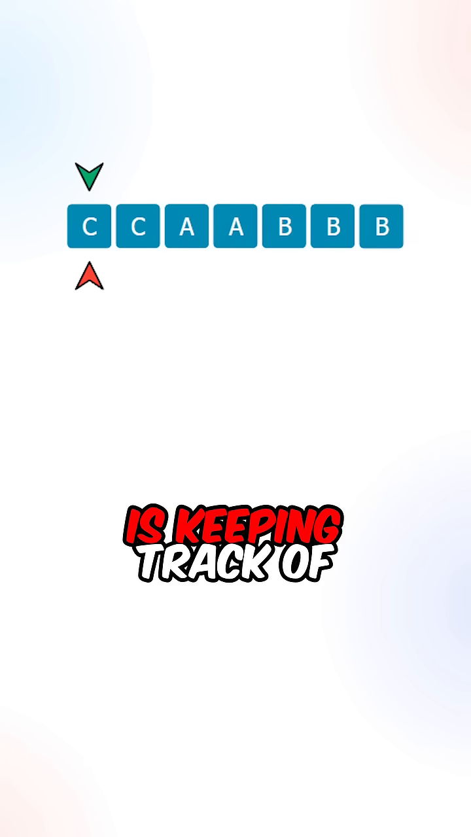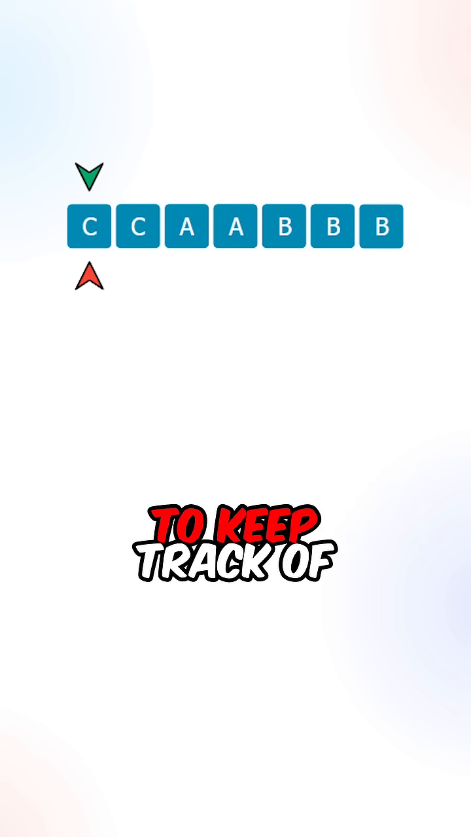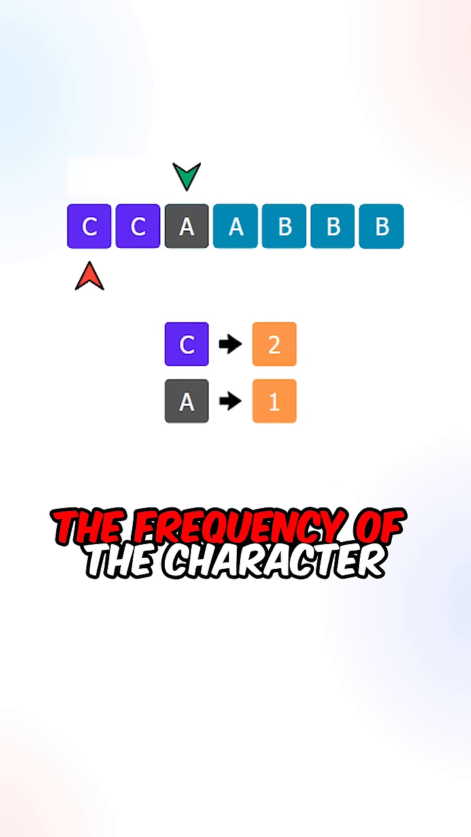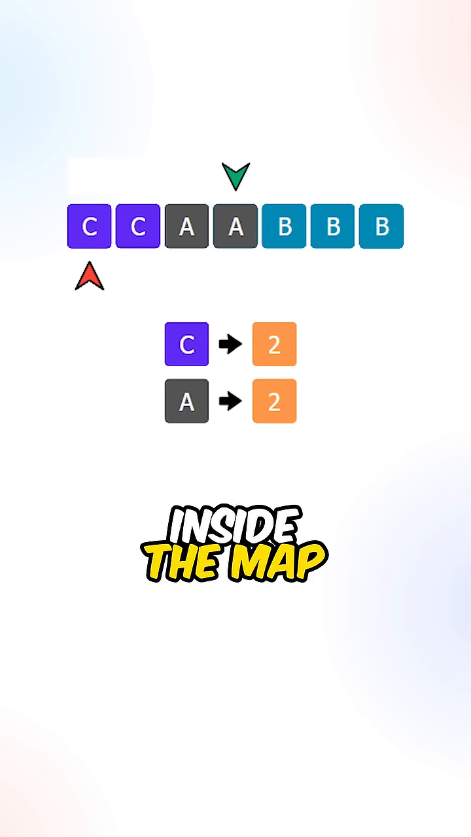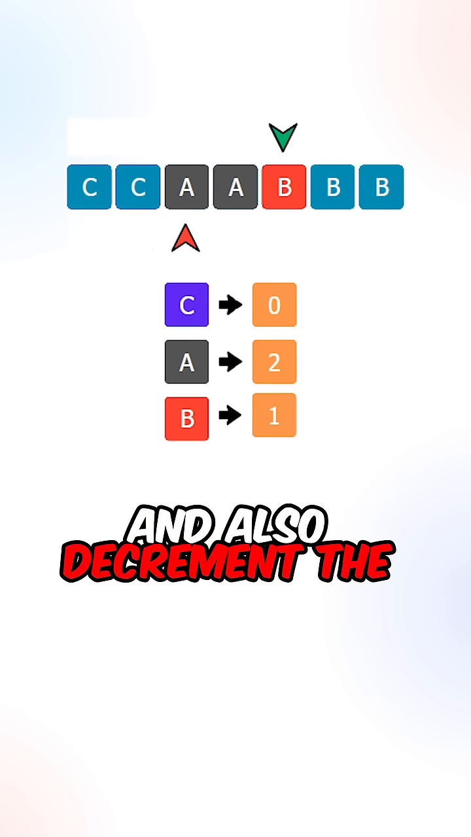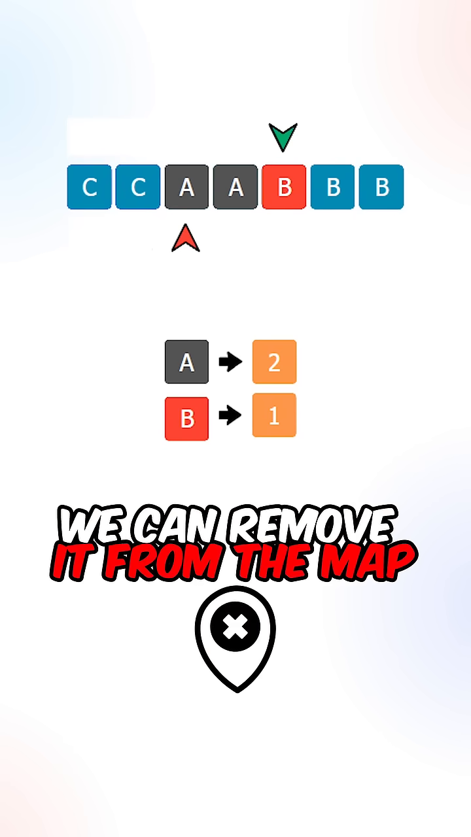Now the next step is keeping track of the characters inside the substring. What we can do is create a hash map to keep track of elements and frequency. So every single time we add an element, we will increment the frequency of the character inside the map. When the size of the map is greater than 2, we can shrink the substring and also decrement the frequency of the character. When the frequency is equal to 0, we can remove it from the map.